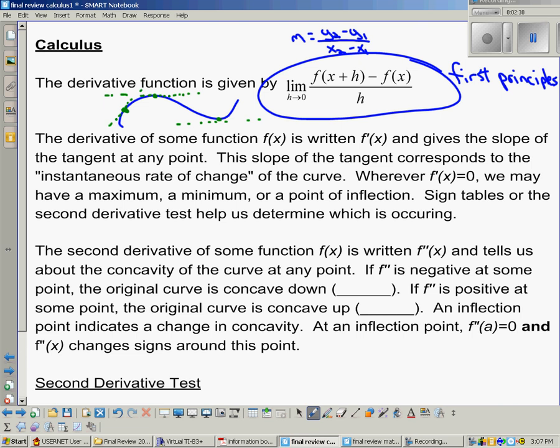Sign tables or the second derivative test help us determine which is occurring, whether it's a max, min, or point of inflection. So if at some point a you find that the derivative is negative, less than 0, that means f is decreasing at that point. The original curve must have been decreasing. If instead you find that f prime at some given x value is positive, that's telling you at that point f is increasing. And if you have a change from either decreasing to increasing, meaning that your derivatives go from negative to positive, or vice versa, you must have had a max or a min.